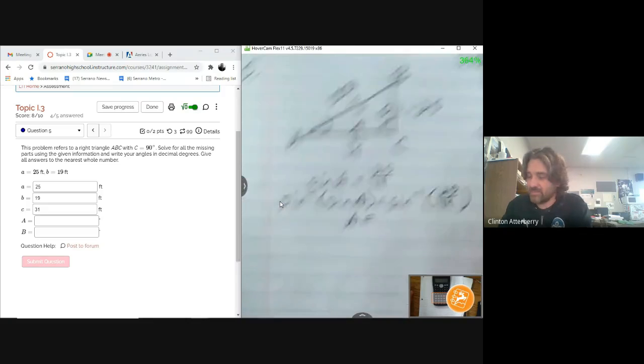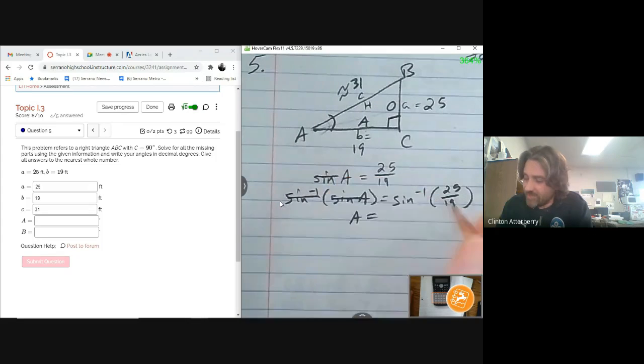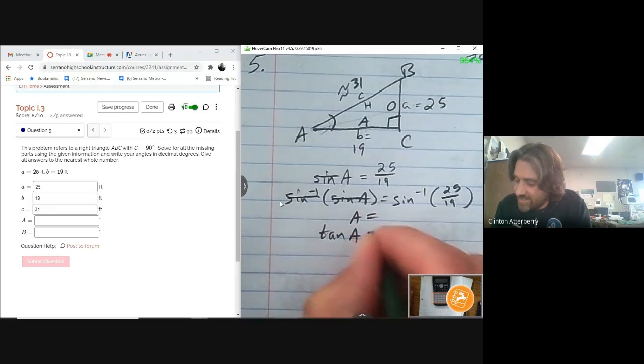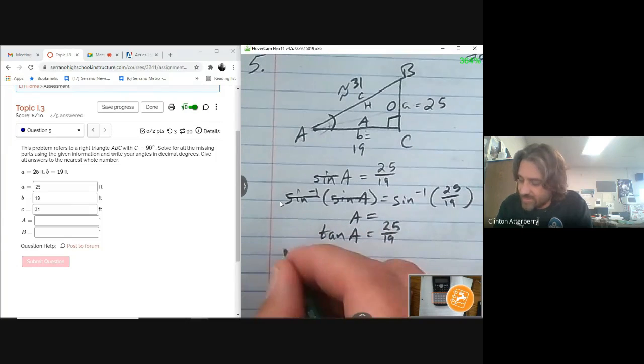That's why we get an error. So we've got to redo this whole thing. We're going to say tangent of A is equal to 25 over 19. So even Mr. Atterbury makes mistakes on this stuff, and this is my favorite type of math to do.